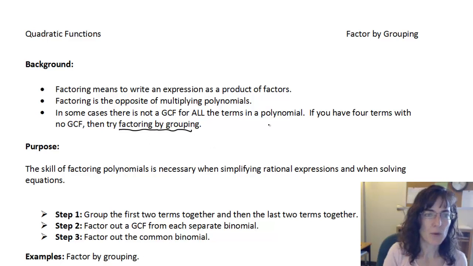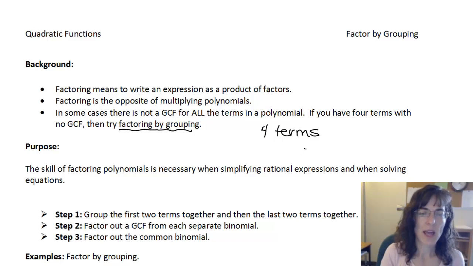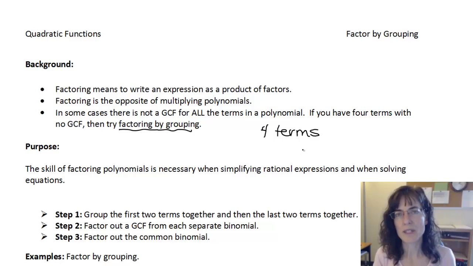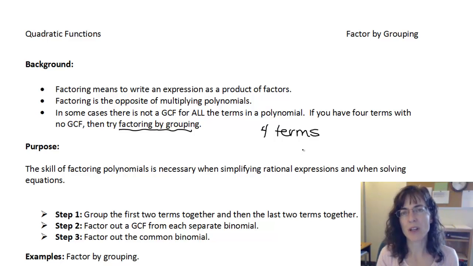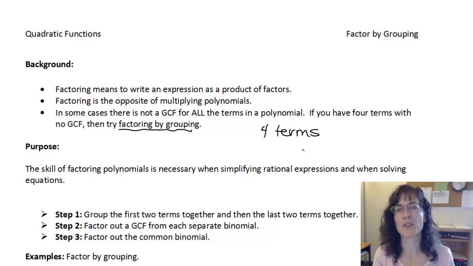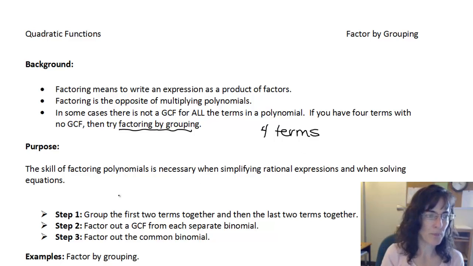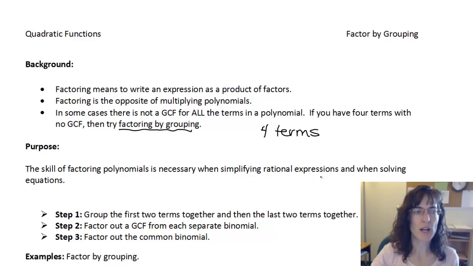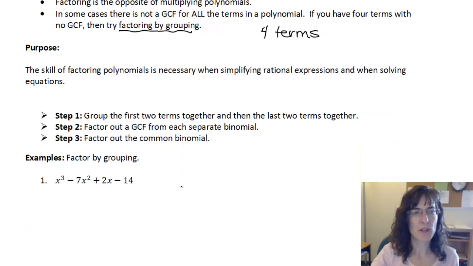It works like we're saying: you need to have 4 terms, and you use this after you've already factored out any greatest common factor for all 4 terms. And when you're stuck with just 4 terms and no more greatest common factor, then you go to factor by grouping. Factoring polynomials is necessary for simplifying rational expressions and for solving equations, especially for finding zeros of quadratics.